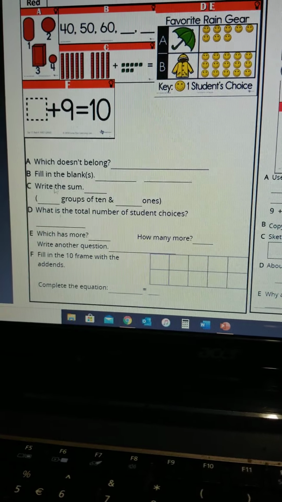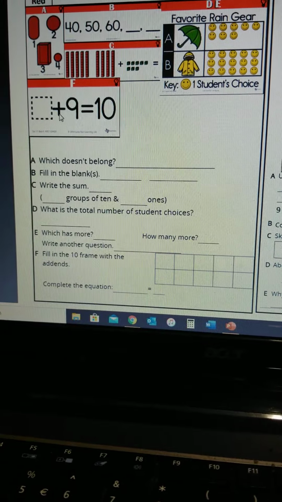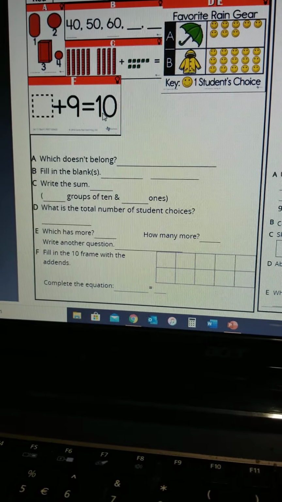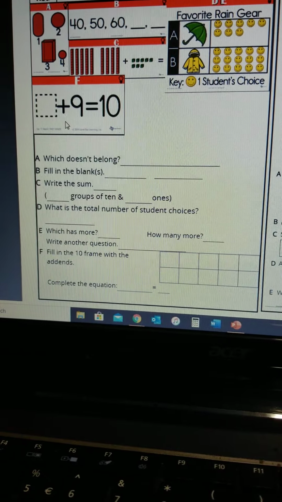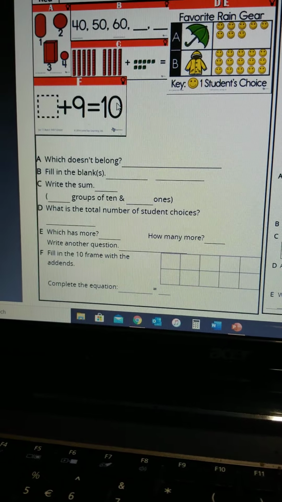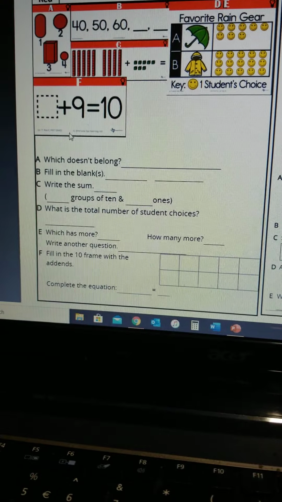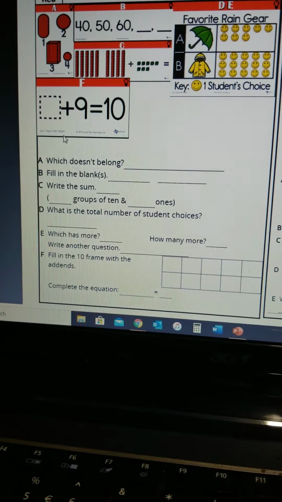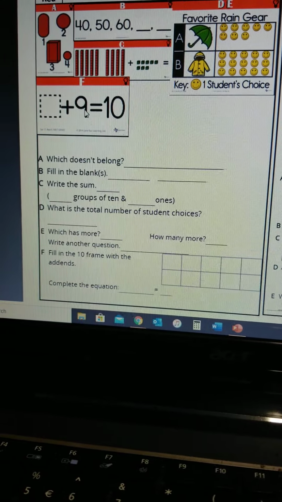F, fill in the 10 frame with add-ins. So if you go to picture F, you have blank plus 9 equals 10. You have to figure out what the blank is, what number is going to go on the blank to equal 10. And then remember, your add-ins are the numbers that we use in an addition problem. So whatever number you write in your blank and the number 9 are your add-ins.